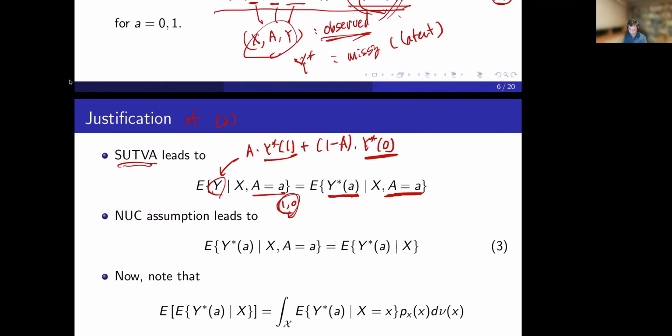And you see, basically it's conditional independence. So basically A and Y star are conditionally independent given X. So this can be moved, I mean, it doesn't depend on it. As long as X is conditioned, you get a 3. So basically this one is equal to this, right?